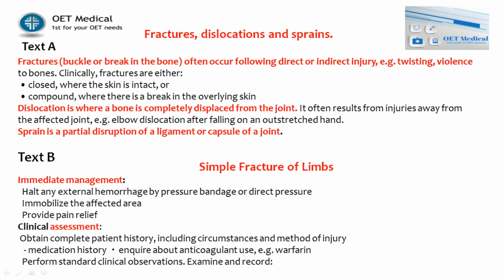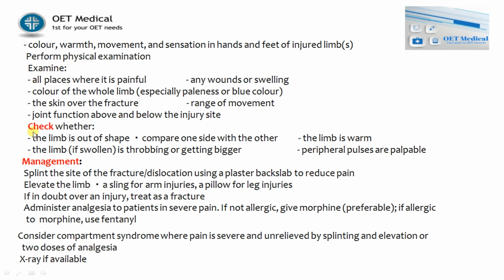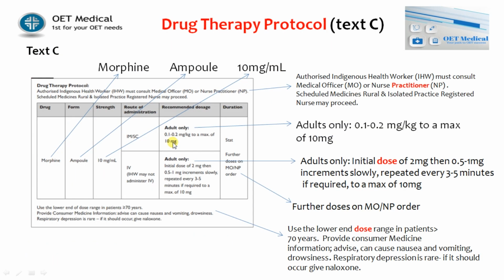Text B, simple fracture of limbs. Remember, always look at the headings so you know what it's about. So here we have immediate management, assessment. These are the key words. Check, management. There's a lot of text here, so you can't read all the text. You're not supposed to read all the text. You read the section headings so you know where to look for that information.